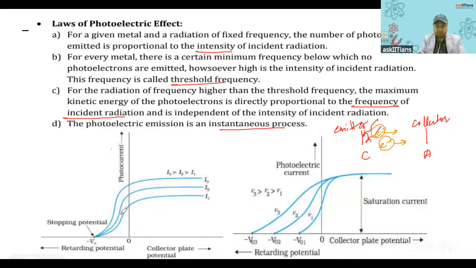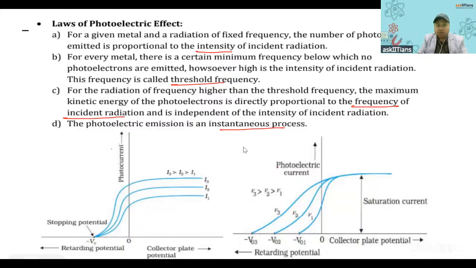So you see, the stopping potential is not dependent upon the intensity. This I1, I2, I3 are the intensities. As I increase the intensity, you see the current is getting increased, but the stopping potential is the same, right? So as I increase the intensity without changing the frequency, the stopping potential will not change. Stopping potential will only change when there is a change in frequency. Getting it?